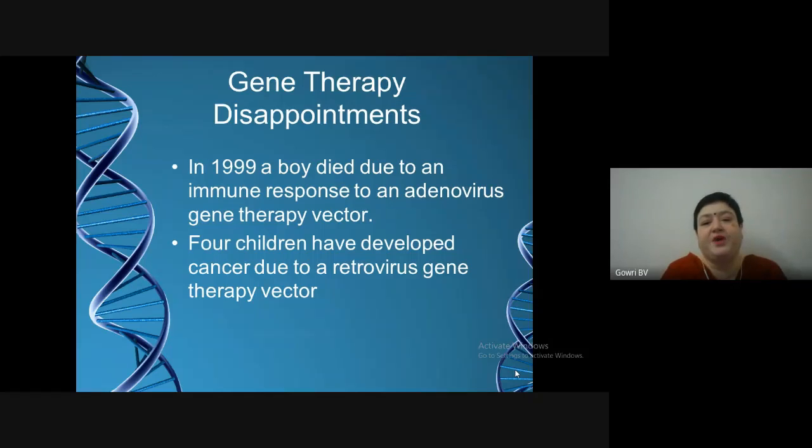And of course, we have a few disappointments in gene therapy, which is why it is not yet approved by the FDA. In 1999, a boy died due to an immune response to an adenovirus gene therapy vector. And 4 children developed cancer due to a retrovirus gene therapy vector. Commonly in gene therapy methods, we go for germline therapy in order to control disease sequences for an infant, for a baby. So there were disappointments for which the FDA is weighing whether approval is to be given or not.